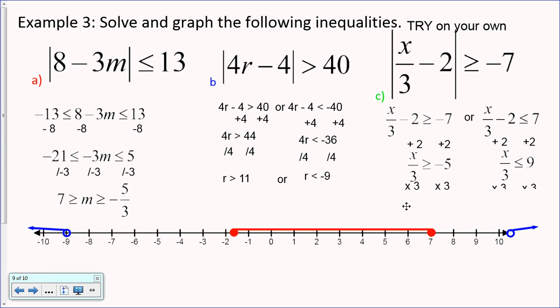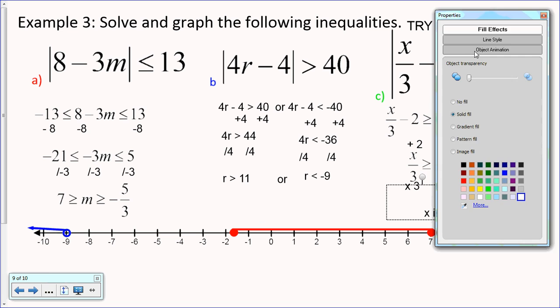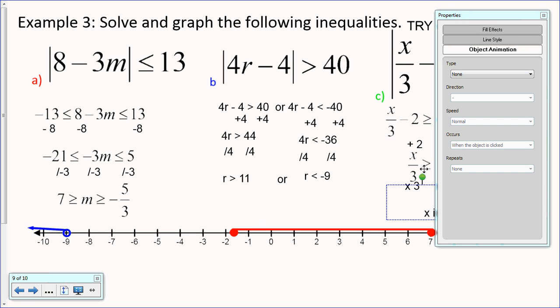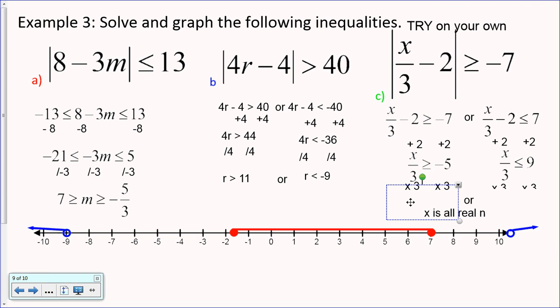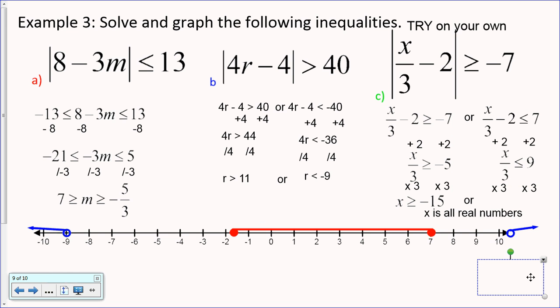And I end up getting something that doesn't want to show. Oh, this is really annoying. This is what I get. X is greater than or equal to negative 15, or x is less than or equal to 27.